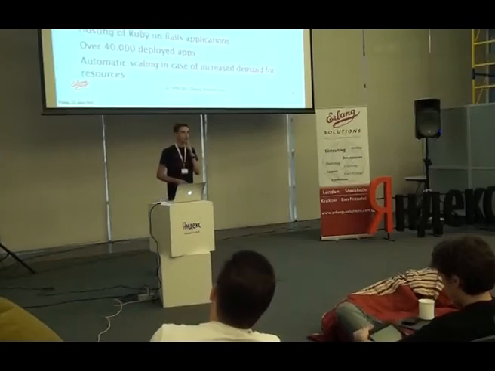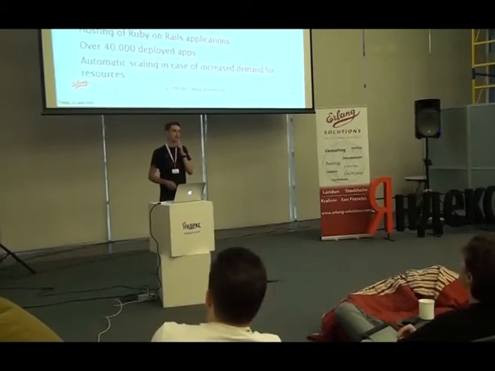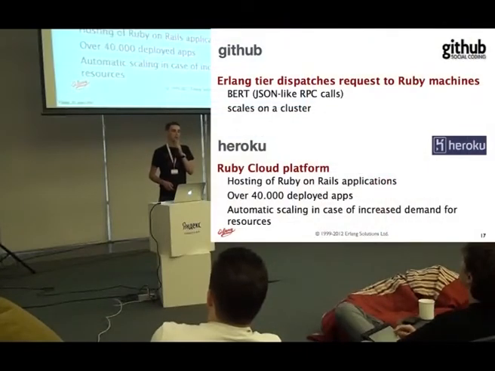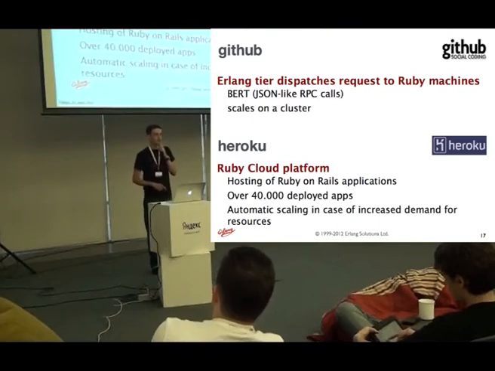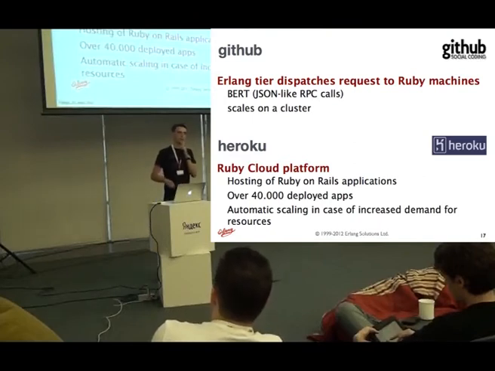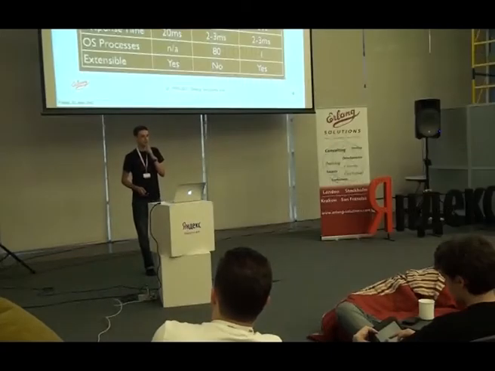Some of the services out there that use Erlang for different purposes, like GitHub, where Erlang is used to dispatch requests to Ruby machines, the business logic of GitHub being implemented in Ruby, but Erlang serving as this first layer. Heroku, again, Erlang used for distributing traffic, for automatic scaling. So Erlang is now being more and more used in cloud environments as we see it. The growth is quite interesting.